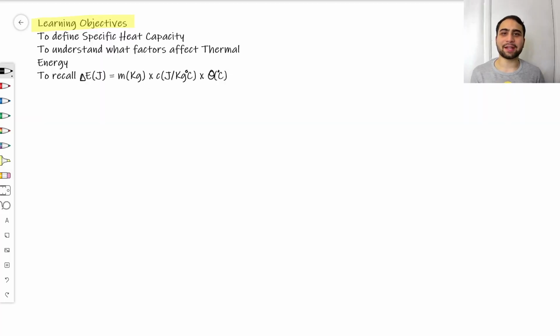My name is Manam and today we're going to be looking at specific heat capacity and how that relates to thermal energy. So we have a few learning objectives: to define what specific heat capacity actually is, to understand what factors affect thermal energy, and to recall that thermal energy in joules is equal to mass in kilograms multiplied by specific heat capacity, which is in joules per kilogram degrees Celsius, multiplied by change in temperature theta, which is also in degrees Celsius. So if you're ready, let's get right into it.